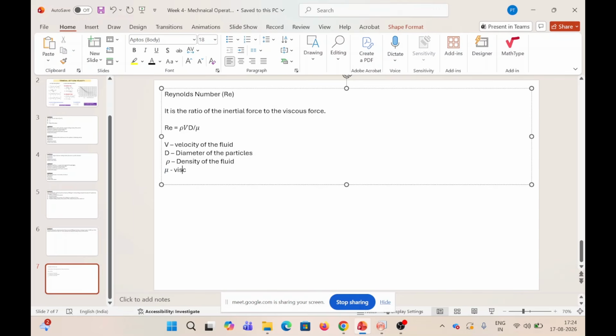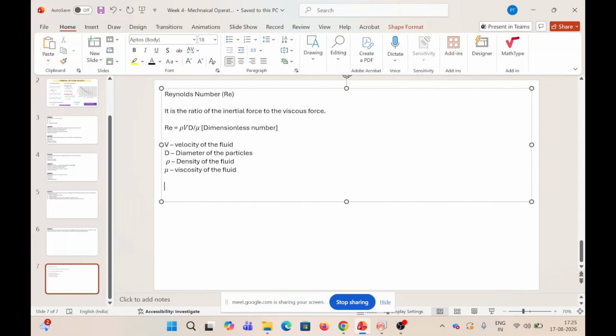Mu is the viscosity of the fluid. So Re is going to be a dimensionless number. It does not have any units. That's what it means. So if the value of Re, the Reynolds number, is less than a critical value, then you can say that the flow is a laminar flow. If it is more than that particular critical value, then the flow is going to be a turbulent flow.